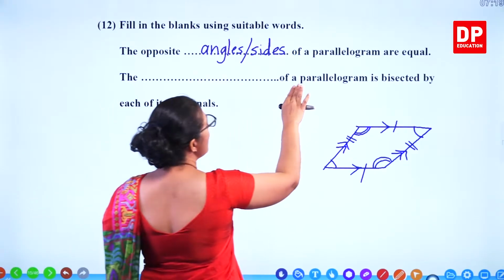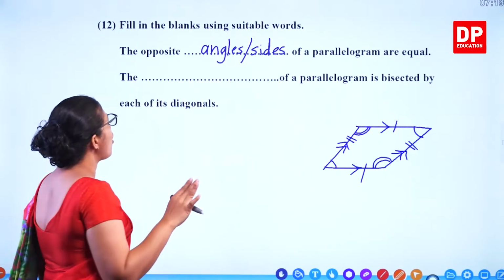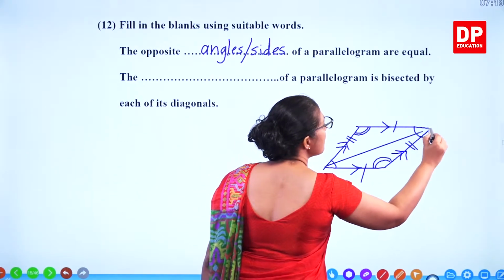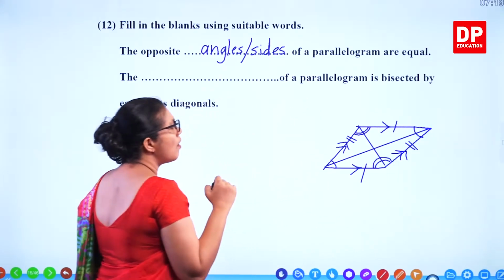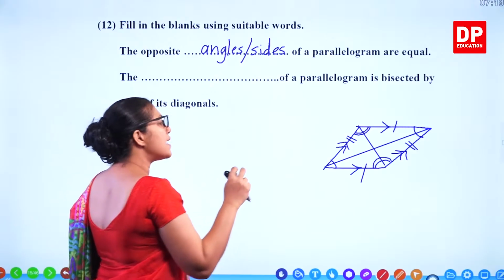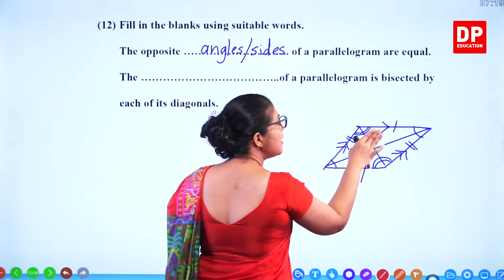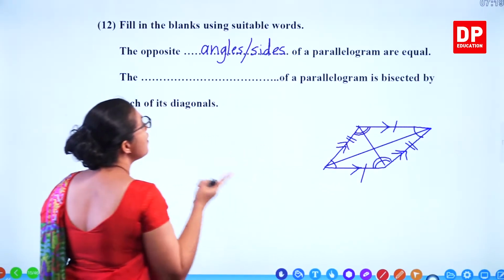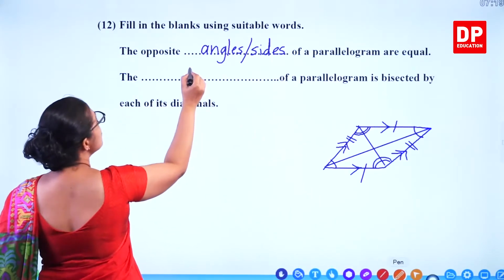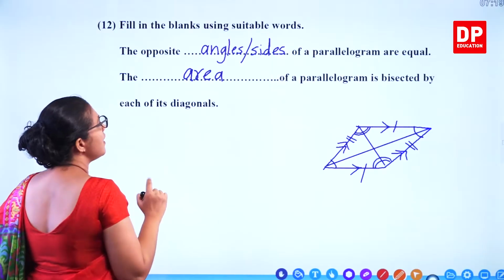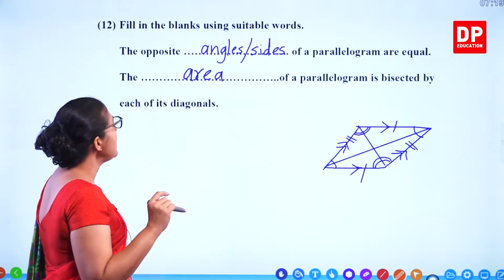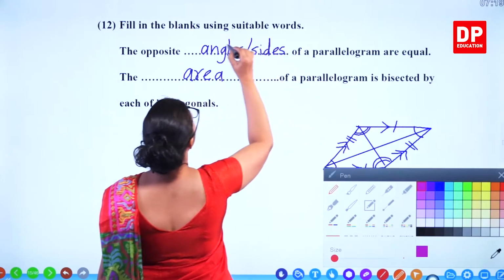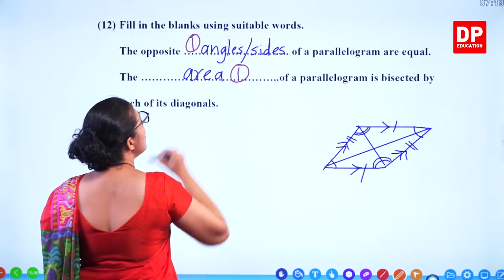And then what about this one? Of a parallelogram is bisected by each of its diagonals. When you consider diagonals, this and this, what happens? Bisect the area. So the angle is not bisected, only the area is bisected. So here, what's the suitable word? Area. Area of a parallelogram is bisected by each of its diagonals. So 1 mark for this blank and 1 mark for this one.